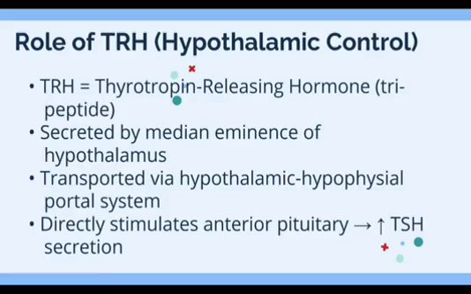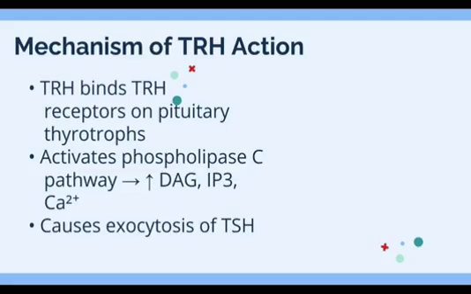The role of TRH, thyrotropin releasing hormone. This is secreted by the median eminence of the hypothalamus. This is transported via the hypothalamic-hypophyseal portal system. So this hormone directly stimulates the anterior pituitary to increase TSH secretion.